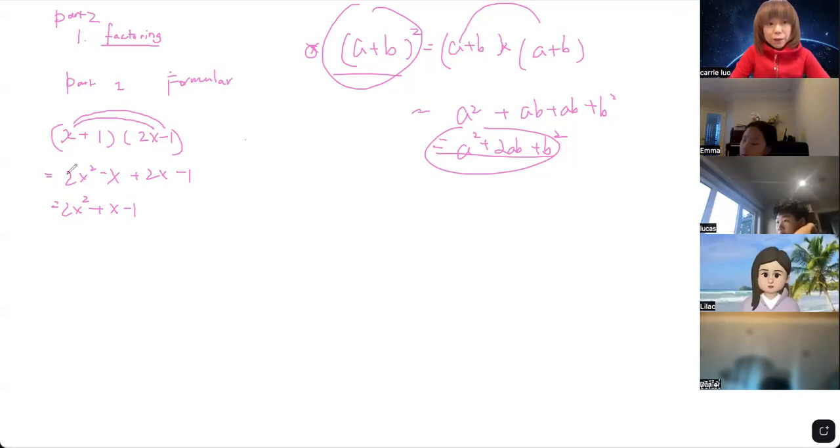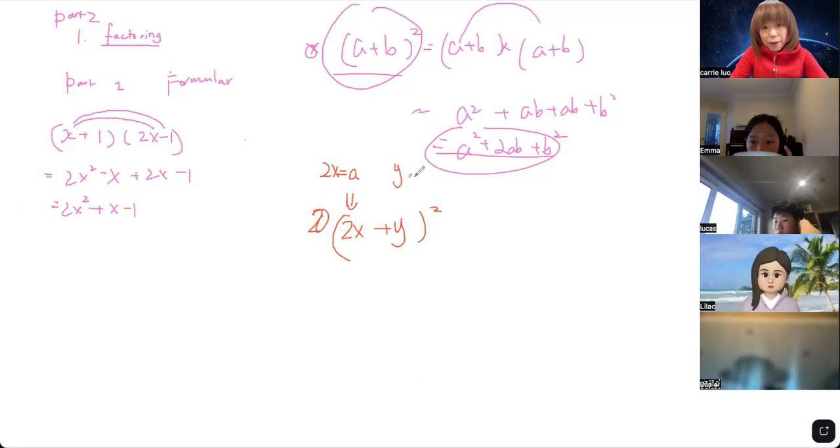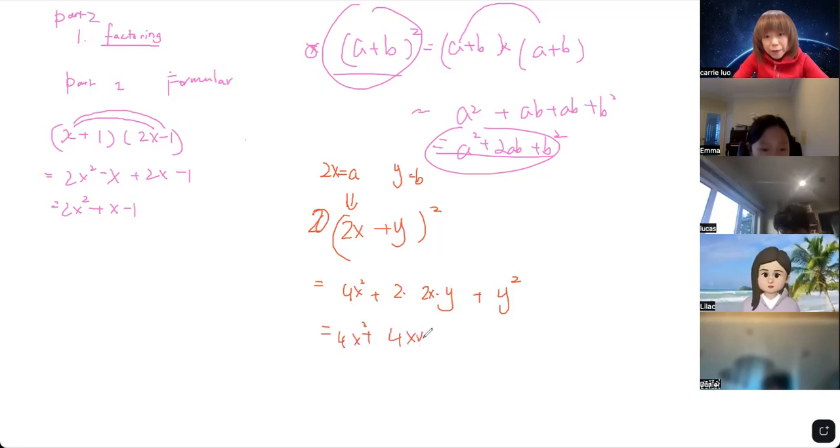So everybody, let's take a look at this one. a plus b squared equals a squared plus 2ab plus b squared. Now if I give a question, Lucas, take a look: 2x plus y squared equals what, Emma? For this question, 2x equals a, y equals b. All you need to do is square this one: 4x squared plus 2 times 2x times y plus y squared. So the answer is 4x squared plus 4xy plus y squared.